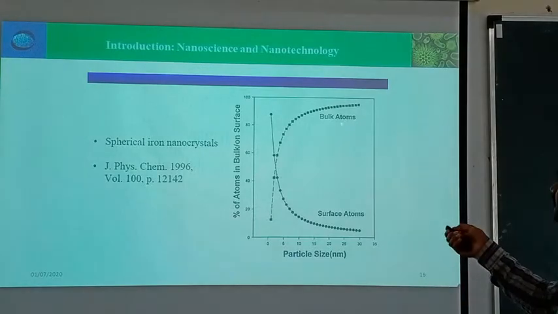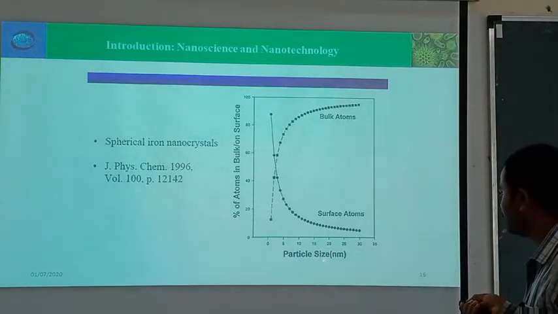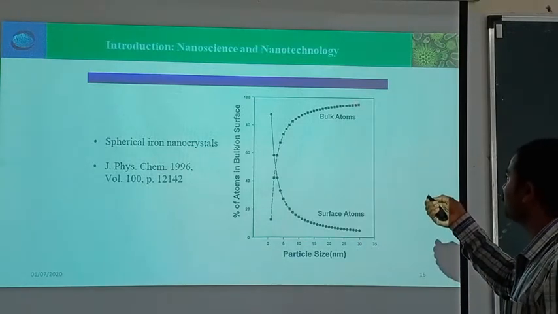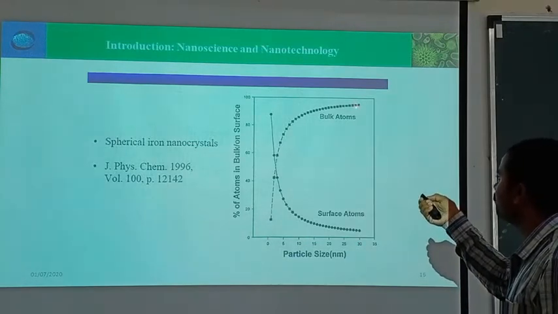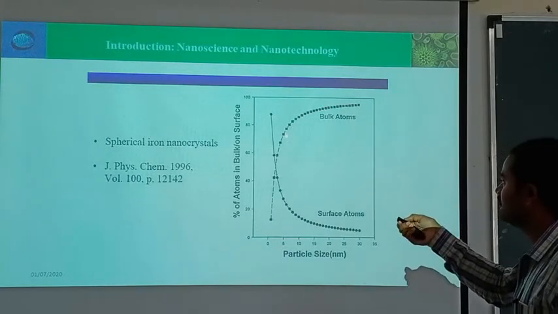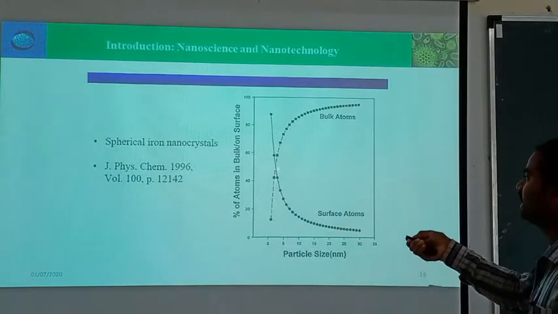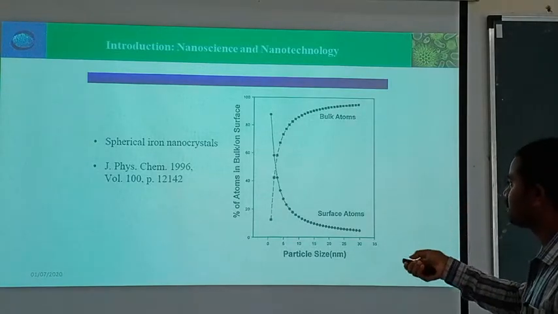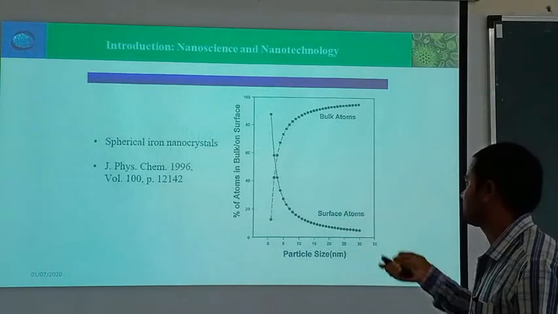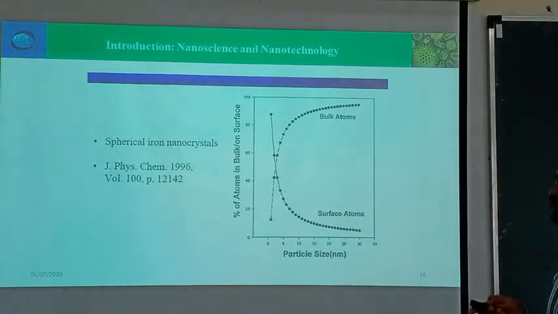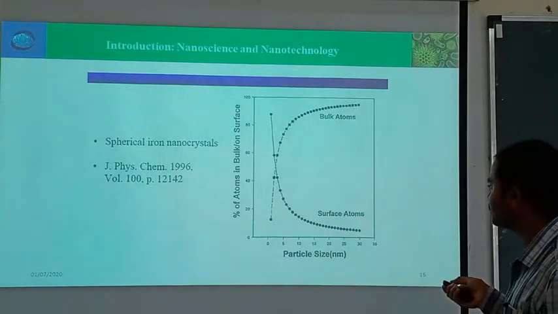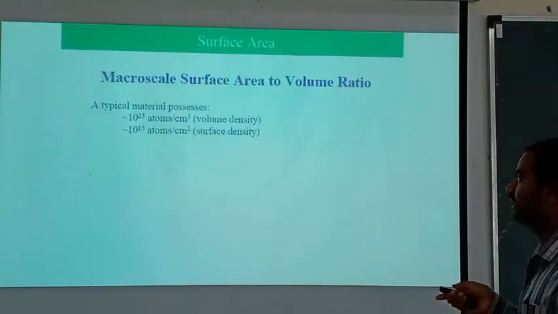Now consider the bulk atoms. In a particle size of about 30 nanometers, most are bulk atoms. When you reduce the size, the number of bulk atoms reduces drastically. So this scale represents the reduction of bulk atoms, and this scale the increase in surface atoms. We require most of the atoms present on the surface, which gives the enhanced property. That's why we are interested in the maximum surface area.